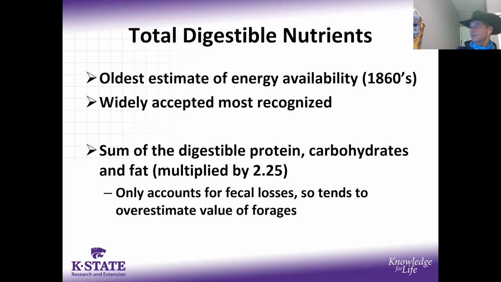Total digestible nutrients, or TDN, has been around for well over 100 years, and it's the most common term, the one that you may be the most familiar with. It is a calculated value that's essentially the sum of digestible protein, carbohydrates, and fat. The fat content is multiplied by 2.25 because fat contains 2.25 times the energy of carbohydrates. As the name implies, it's only going to account for fecal losses, so often it's going to overestimate the value of the forage.